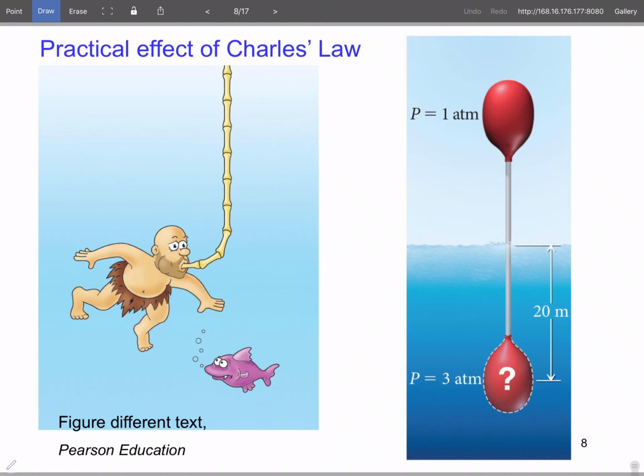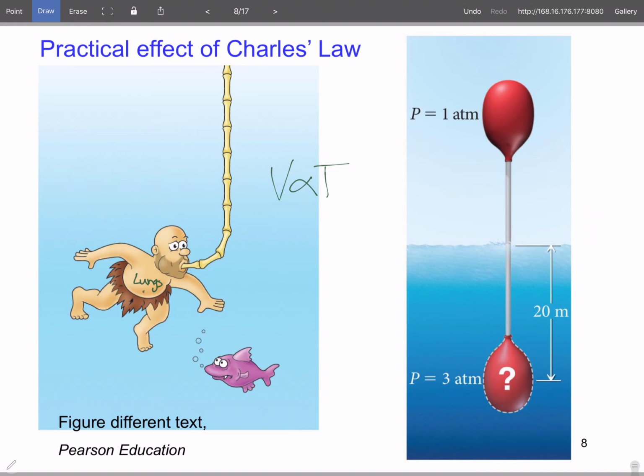Remember, Charles's law states that volume is proportional to temperature. So what happens is that if you go down in the water, two things happen. You get a greater pressure and the temperature drops. So it has really weird effects on both a balloon and, more importantly, your lungs.